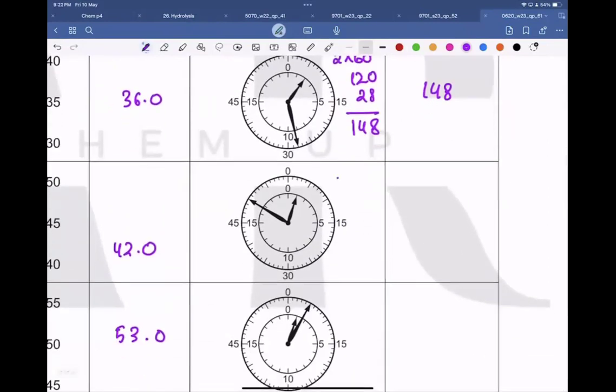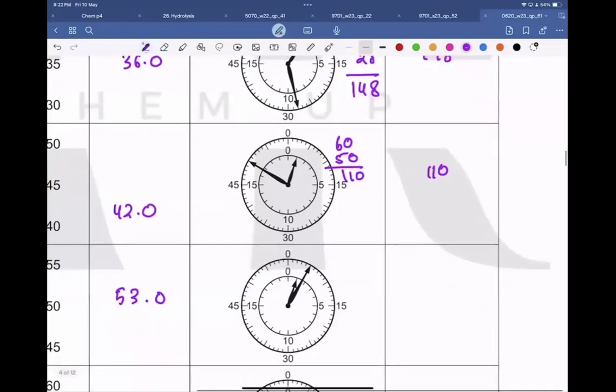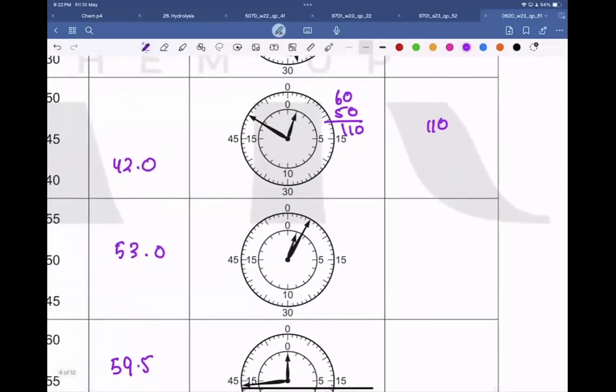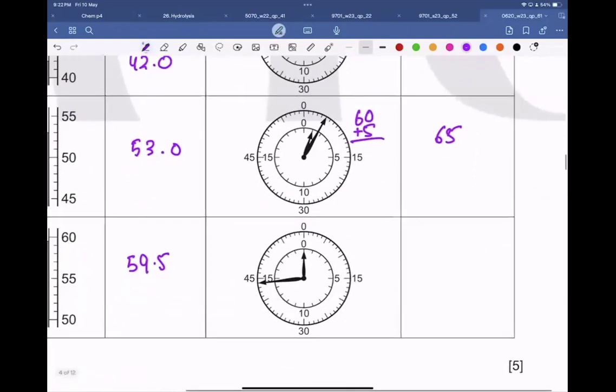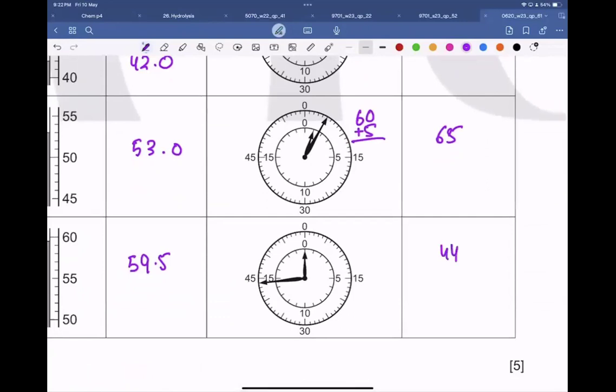Now see, 1 minute, which means 60 seconds, and then 45, 50. So total 110 seconds. Then 1 minute and 5 seconds. So 60 plus 5, 65 seconds. And over here, if you see, 0 minute and 44 seconds. So is this clear to all of you?